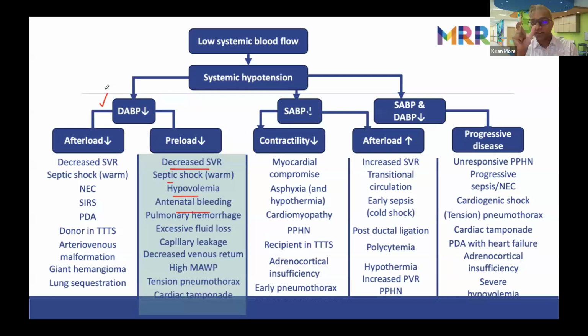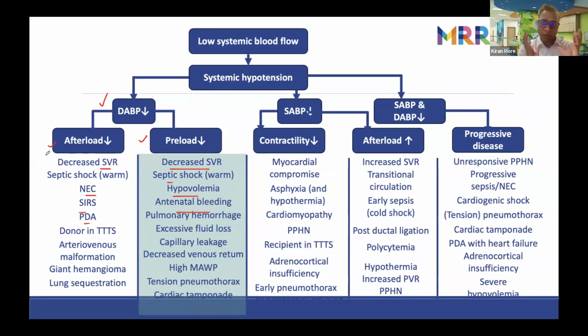So if your diastolics are dropping, possibly it's because of two things. One is decreased preload. So if you have less volume, you're vasodilated, if you have a PDA, then you will have low diastolic. But sometimes with decreased afterload, also the diastolic blood pressure will drop. So your SVR, warm shock, NEC, SIRS and PDA. So these are the causes of low diastolics.